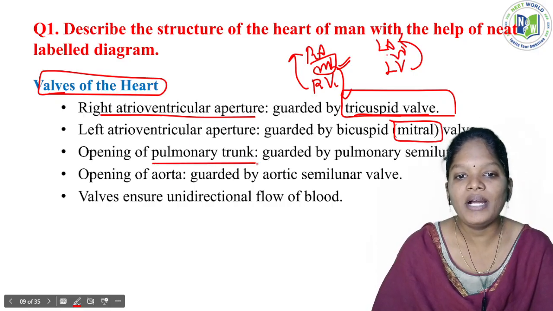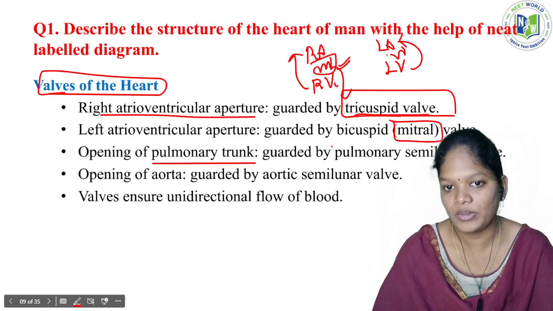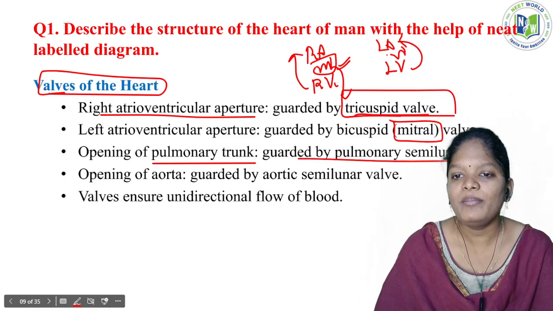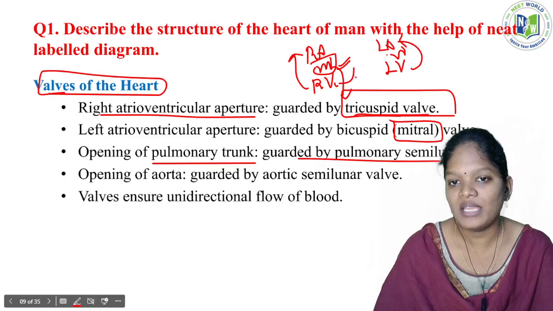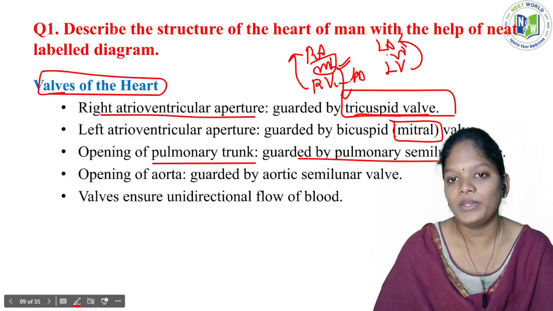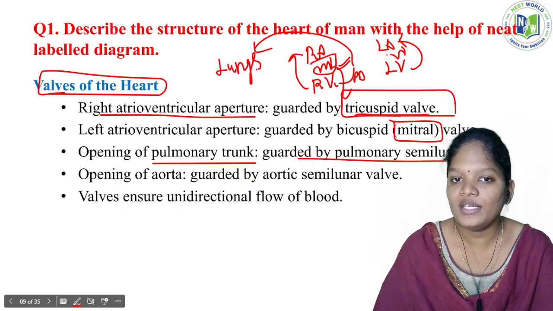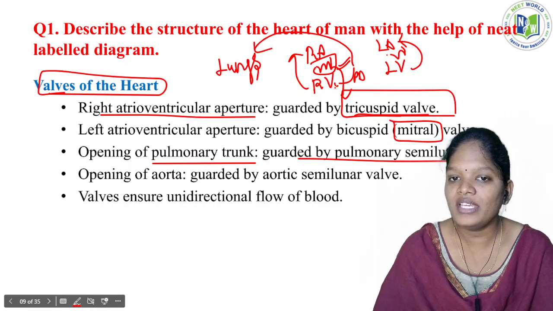Now, the opening of the pulmonary trunk, which means the pulmonary artery. Here they are guarded by the pulmonary semilunar valve. See, from the right ventricle, the blood is taken by the pulmonary artery, and from the pulmonary artery the blood has to enter into the lungs. So it has to take the blood from the right ventricle to the lungs by the pulmonary artery.